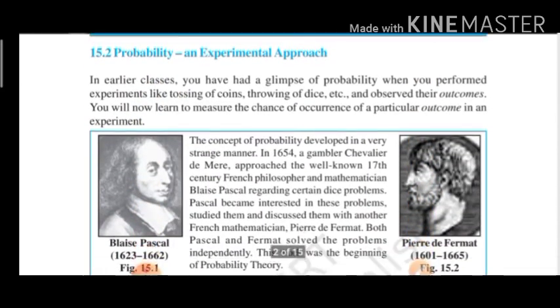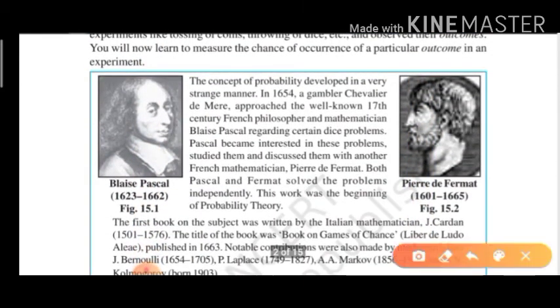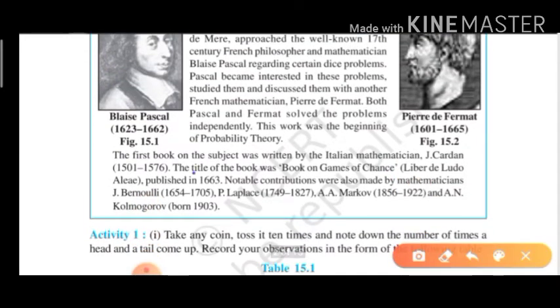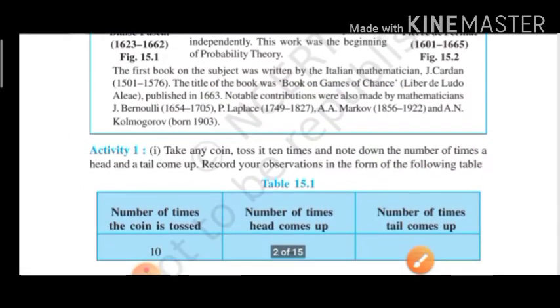Now we'll learn about probability. Here it is given about some of the renowned mathematicians. Go through this, like the book and the publisher and also who wrote the book. The author of the book is given there. You just read all this because there might be a question from here.